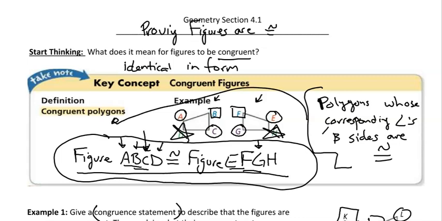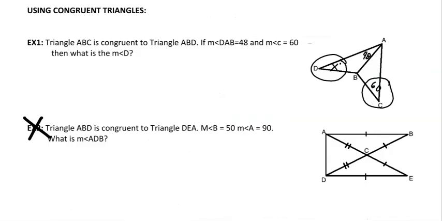Definition of congruent polygons. We already talked about congruent. I just forgot to write down the definition of congruent polygons. So now we are here. Once again, since C corresponded to D, because C is the last one and D is the last one, I knew that they had to be congruent because the corresponding parts of congruent figures must be congruent.